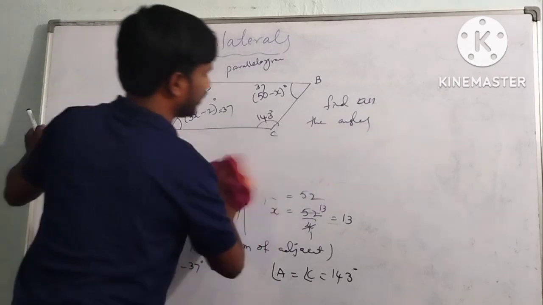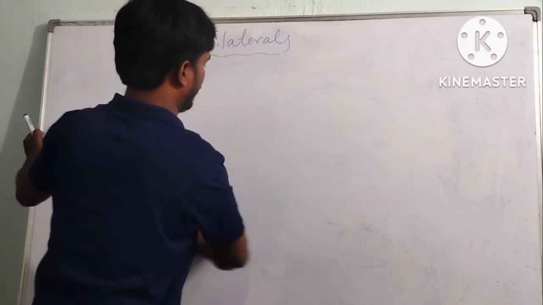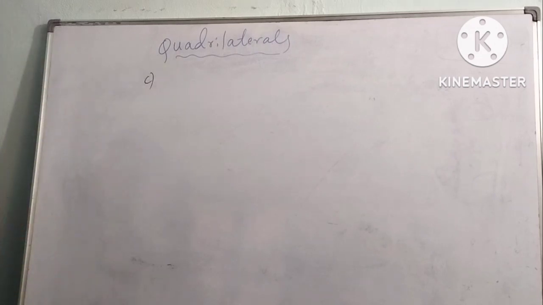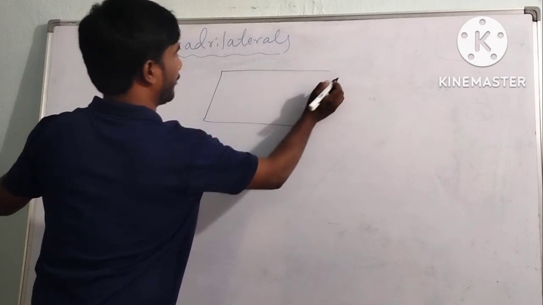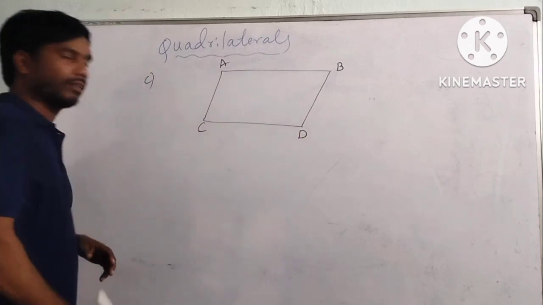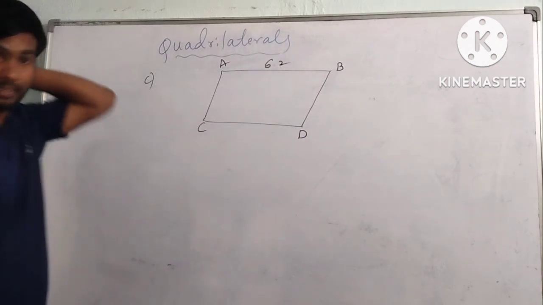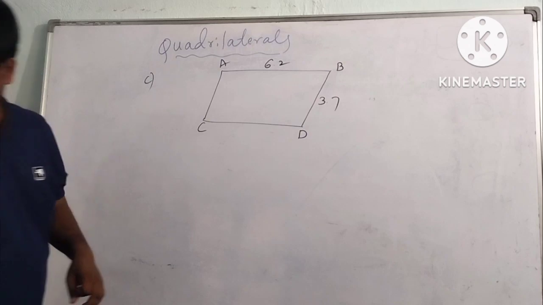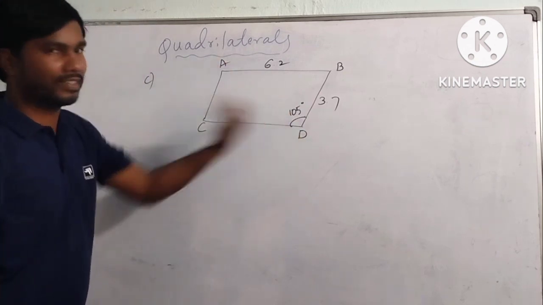Next, third problem. In the third problem, here is a parallelogram ABCD. Here are the ABCD parallelogram dimensions or side lengths. One of the sides AB is equal to 6.2. Another side BD is equal to 3.7. And what angle is given? Angle D is equal to 105 degrees. Now he is asking to find the other sides and other angles.